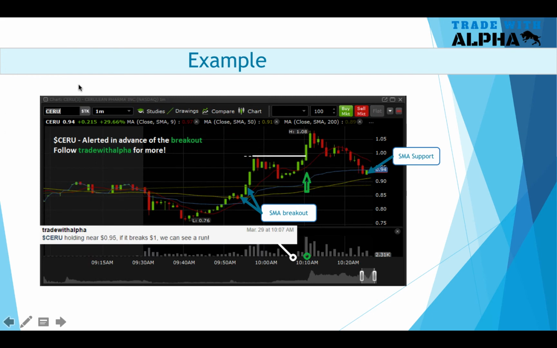So here you can see a chart of CRU. I actually mentioned this on Twitter. I was saying it's holding near 95 cents. If it breaks $1, we can see a run. And this was right before it happened. So I did a U-shaped breakout, came back up to $1. It went for a small run.